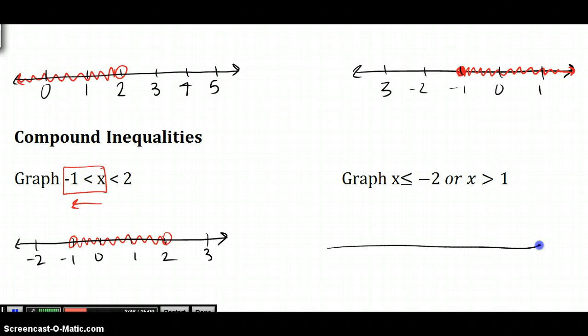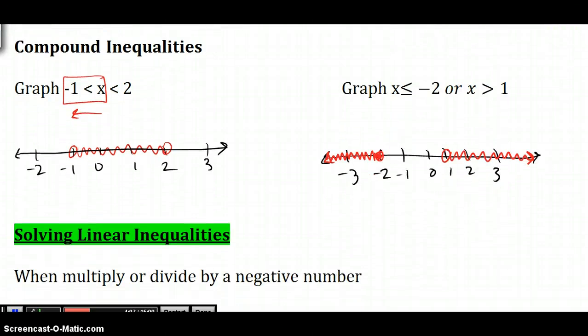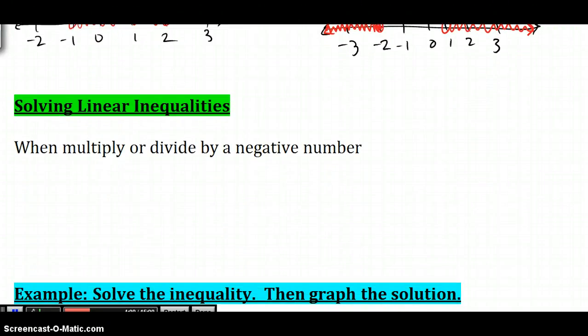So over here with the OR statements, those are a little bit easier, some people tend to find. So here, this is a less than or equal to, so at -2 we're going to have a closed dot, and at 1 we're going to have an open dot, and x has to be less than or equal to -2, or greater than 1. So with OR statements, there's going to be a space in the middle, and your shading is going to go in opposite directions. So let's actually solve these.